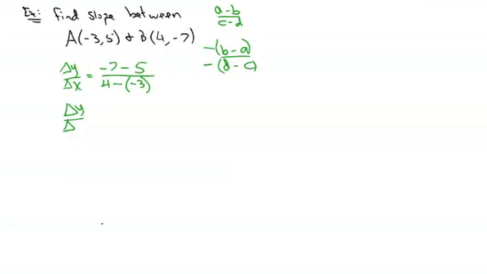Change in y over change in x is equal to -12 over 7. So the slope of this line is -12 sevenths. What the heck does that mean?